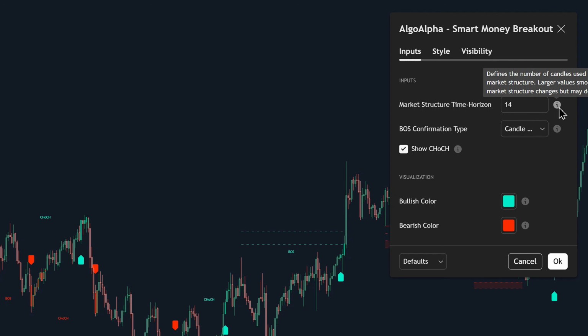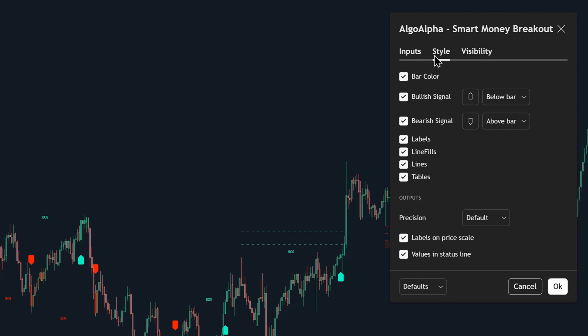You'll also see a setting for BOS confirmation that specifies whether a candle close or just a wick surpass is used to confirm a break of structure. I'm gonna set this to candle close for more certainty. You can also decide to show or hide the CHoCH labels as well. For me, I'm gonna keep them disabled. Another option is to disable the stats table, which I'm gonna do because those numbers aren't particularly useful for the way I trade. After making those changes, click OK.